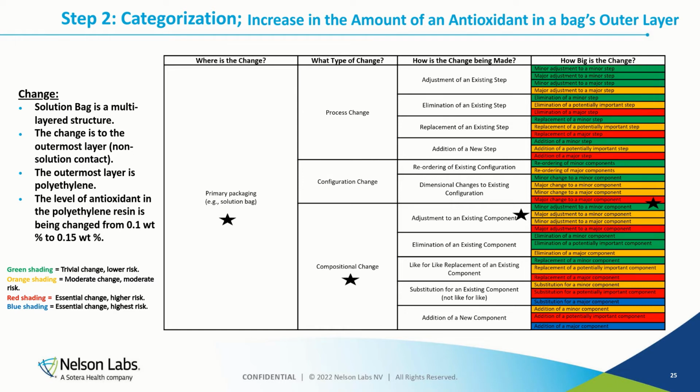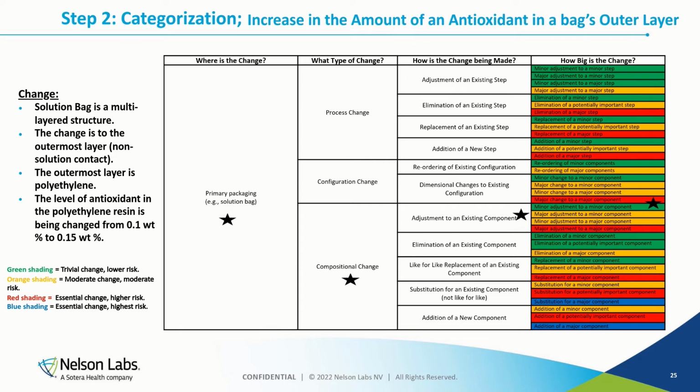to this material. So again, the solution bag is multi-layered. We're changing the outermost layer of the bag, which technically is not solution contact. The antioxidant is already in the polyethylene. So it's not like we're adding a new antioxidant. We're changing the proportion from 0.1% to 0.15%. Okay, so again, going through the process, the change is to the primary packaging. So it's a little bit more important change for this one dimension than putting the label on the bag.